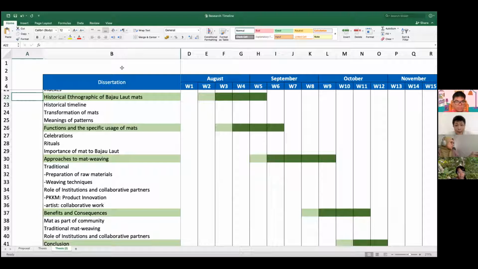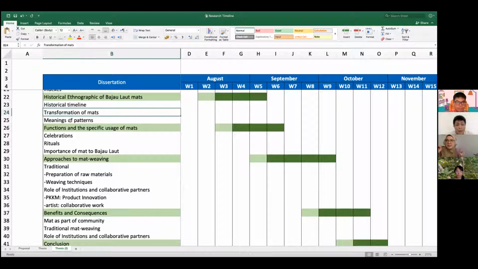Let's say the first topic I'm looking at is the ethnographic history of Bajau Laut. I want to look at the history and also how it has transformed over the years from 1900 to 2020, for instance, and maybe meaning of patterns. I just throw that in. I don't know if I'm going to get this information. If I don't, the chapters or subchapters will change as we go along. They're never fixed, right?